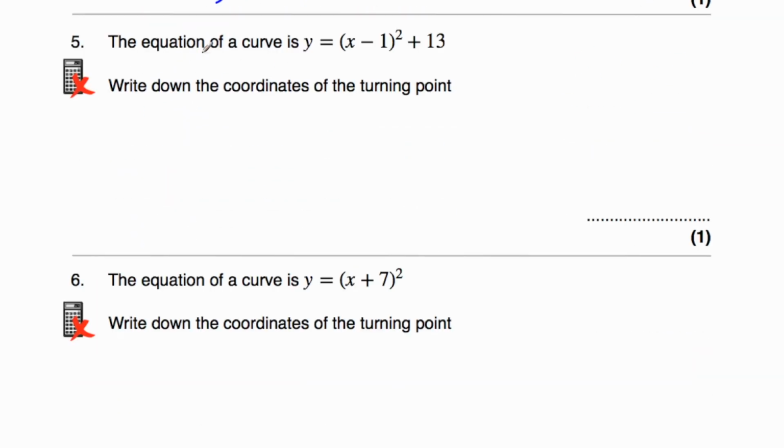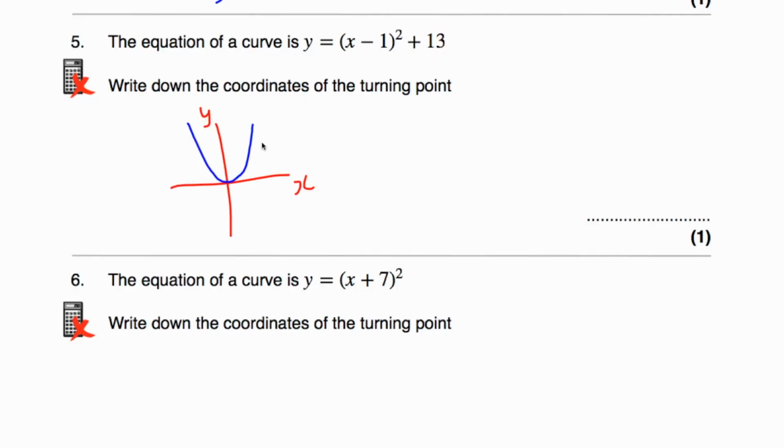So question number 5 says the equation of a curve is y equals (x minus 1) squared plus 13. I've been asked to write down the coordinates of the turning point. So looking at this, I can see we're translating the graph 1 square to the right and 13 squares up. So I know it's going to be 1, 13. But again, let's do our sketch and see what we get.